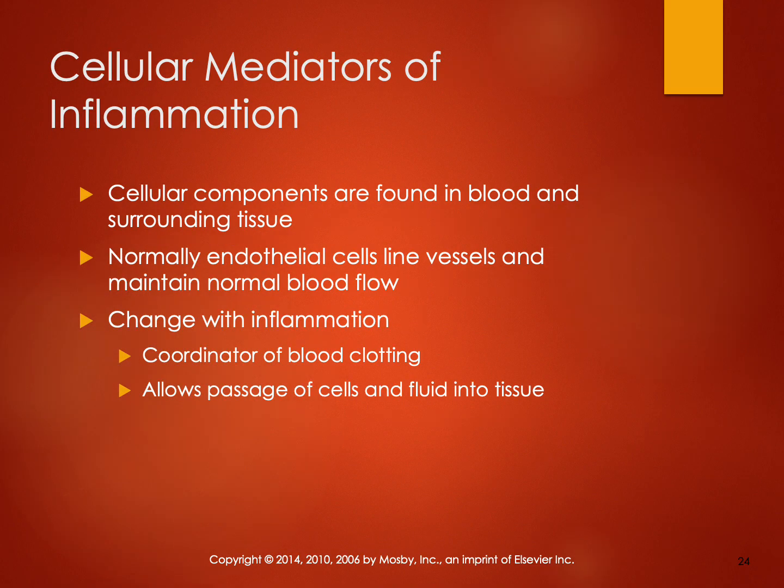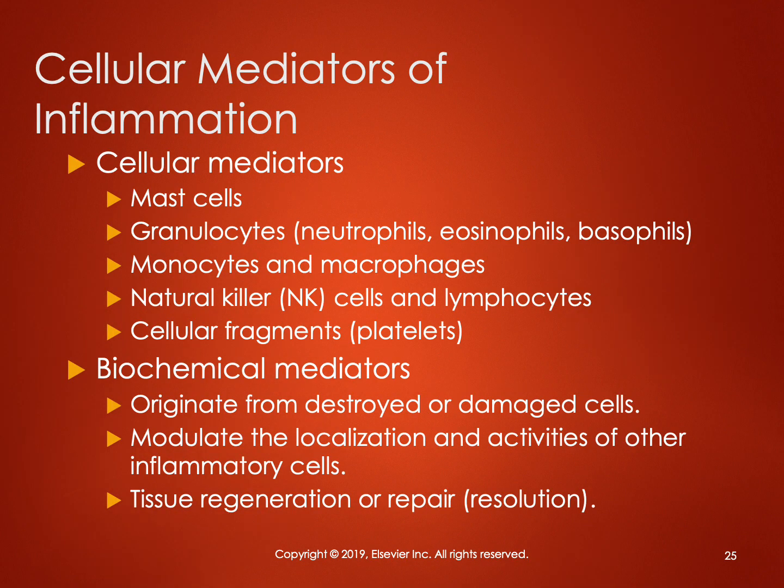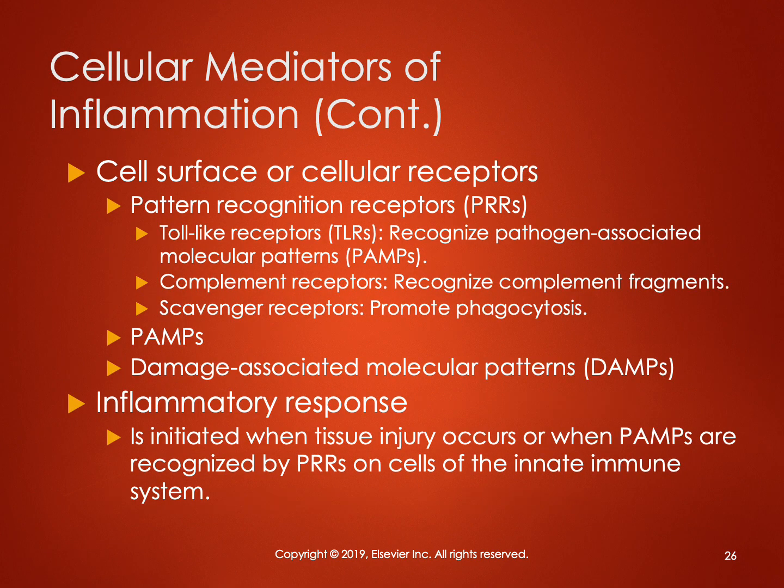Now we're going to transition from talking about the vascular response to inflammation to talking about cellular mediators of inflammation. Now, when we're talking specifically about different types of cellular mediators, we have some cellular mediators that are on the surface, or cellular receptors, such as our toll-like receptors and our PAMPs. And then we also have those that are our inflammatory response mediators. These are the ones that are initiated when we have some type of tissue injury.